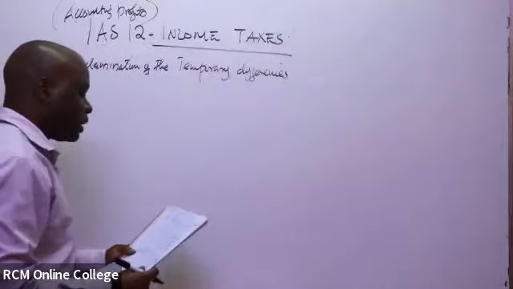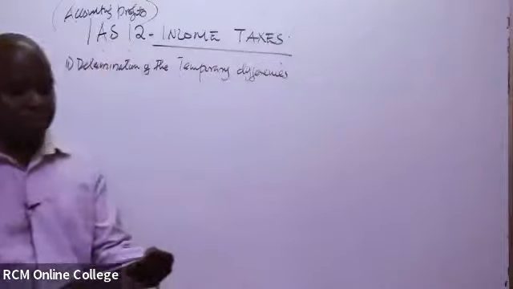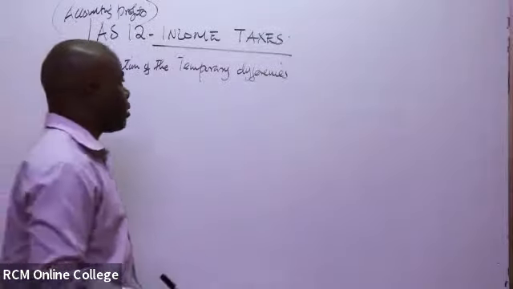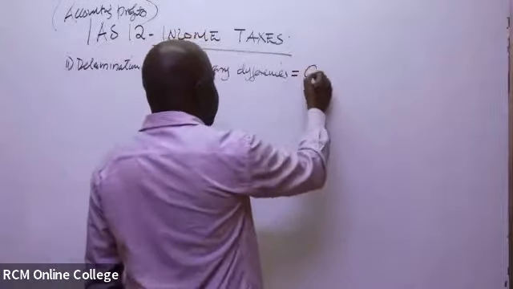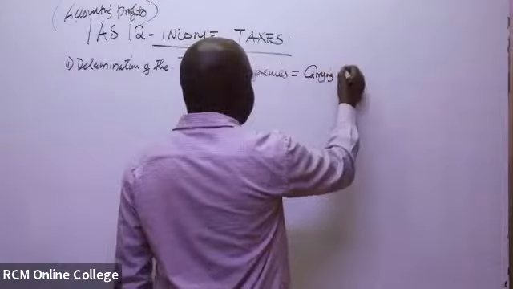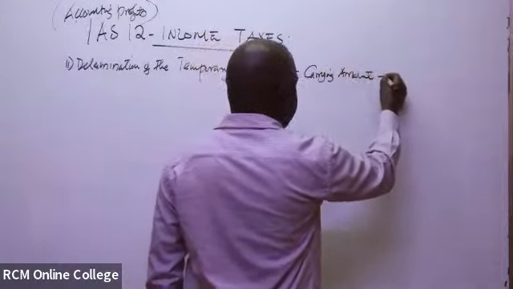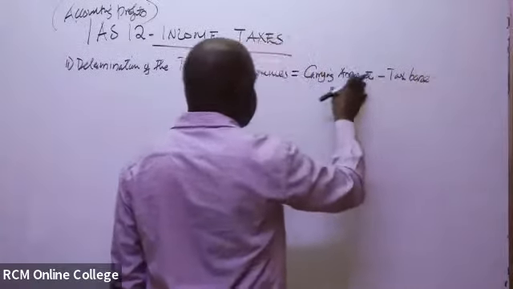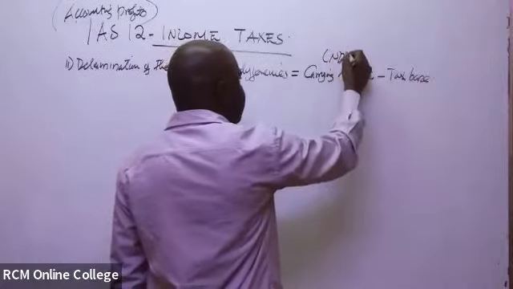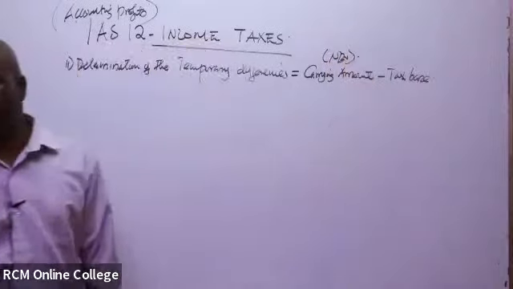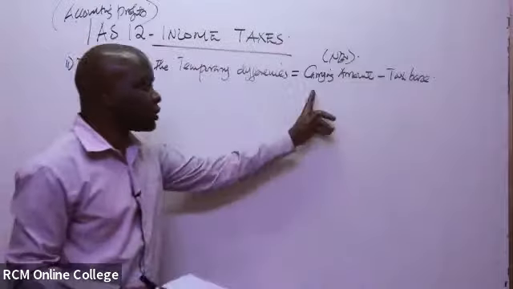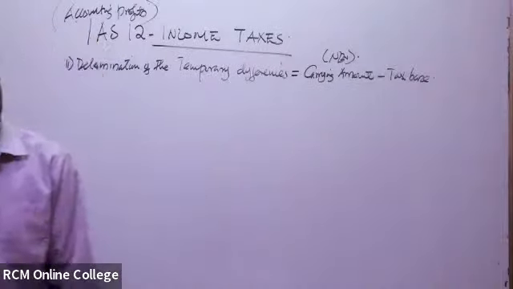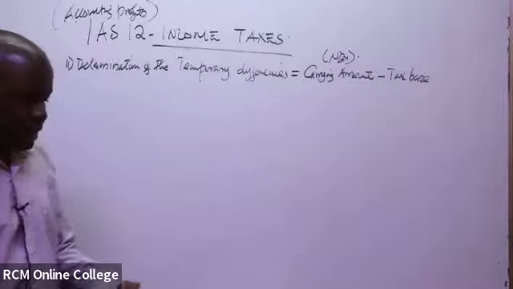So of course, as per our formula, the temporary difference is equal to the carrying amount minus the tax base, the one that the taxman understands. The carrying amount is the net book value. In simple terms, you simply take the cost minus the depreciation.